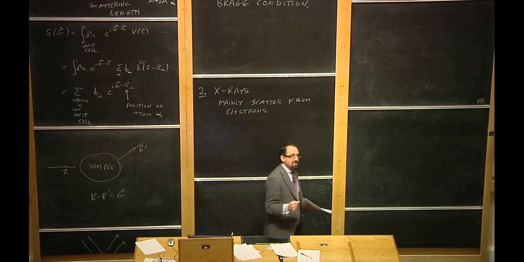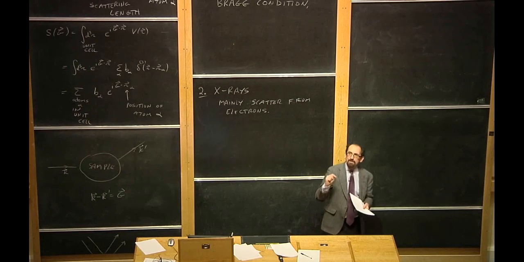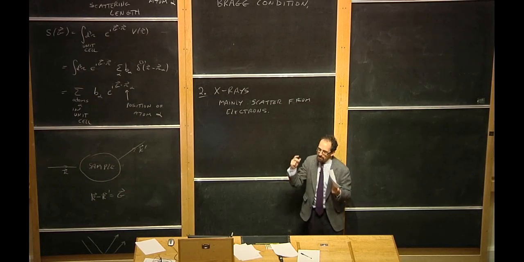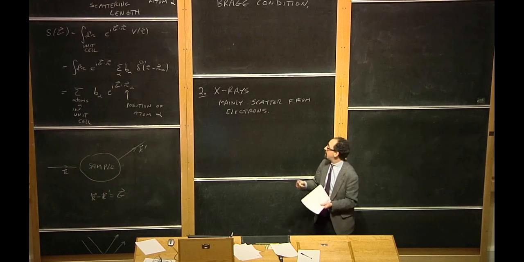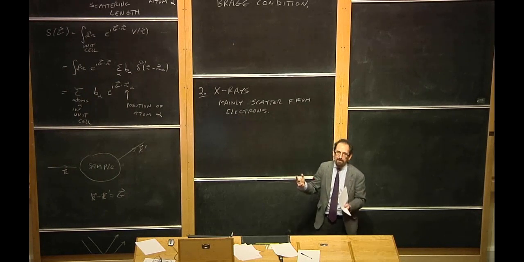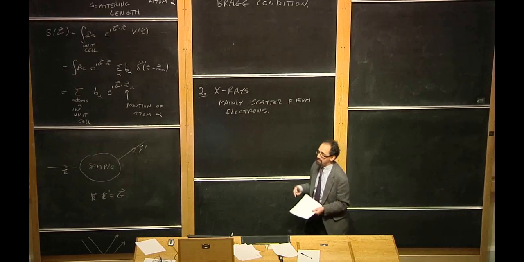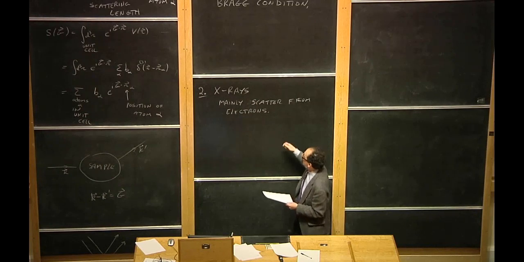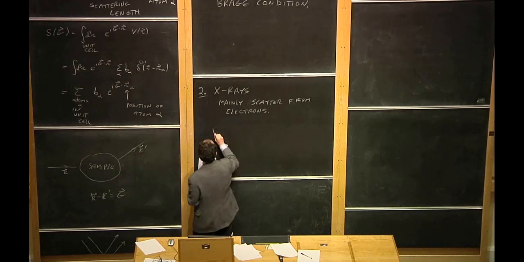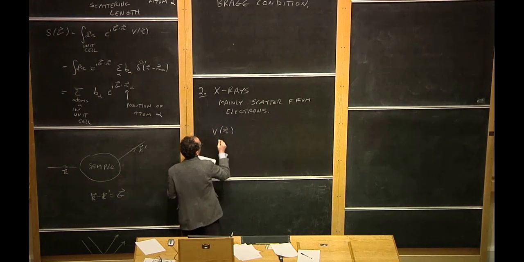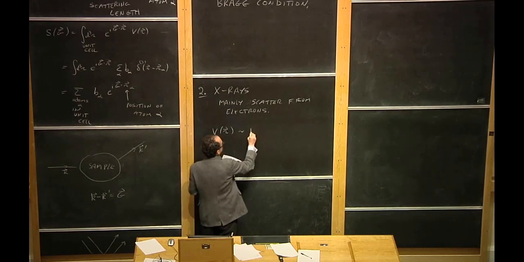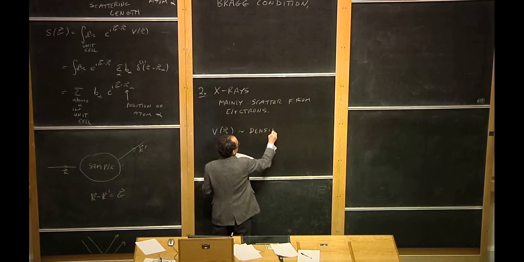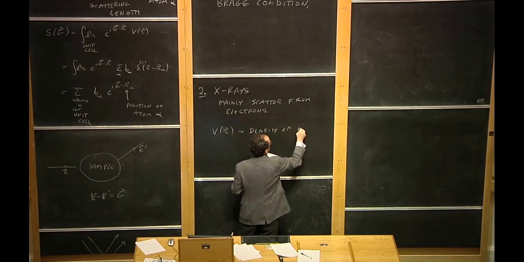There's a little bit of Thomson scattering off the nuclei, but really a very, very small amount because the nuclei are very heavy compared to the electrons, and so they're very hard to scatter off of. It's hard to push them around. It's easy to push the electrons around because they're light. So mainly, V of r for X-rays, the effective interaction, is proportional to the density of electrons.